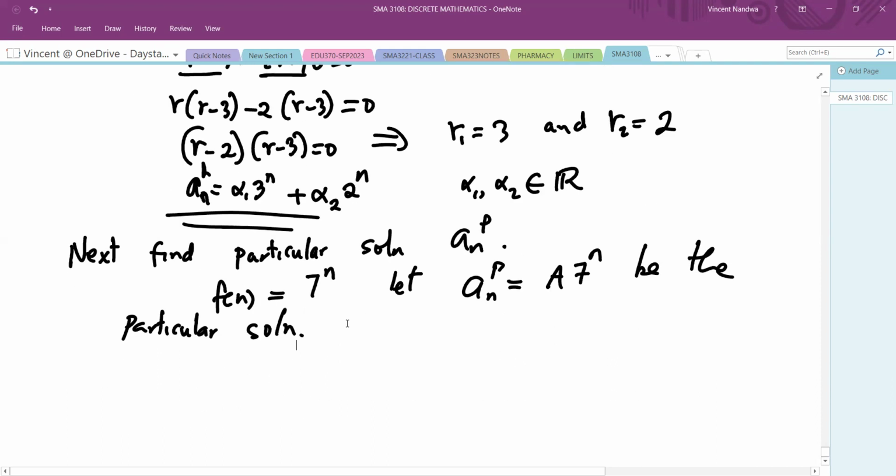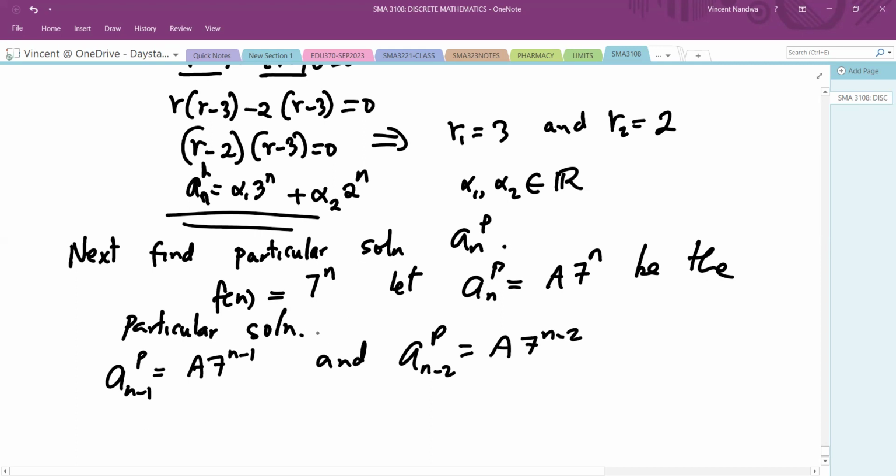So we have now to find a_{n-1} particular, which will just be A times 7^{n-1}, and a_{n-2} will be A times 7 raised power n minus 2. That simply means that the role of n, when you want to define a_{n-1}, is taken by n minus 1. The role of n, when you want to define a_{n-2}, is taken by n minus 2.